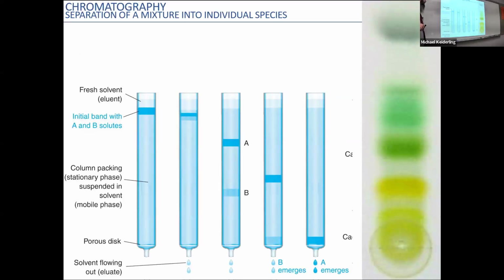So you start, and if you have 2 substances that interact with the stationary phase different amounts, you start with them mixed together, and as they go through, the one that interacts less travels through faster than the one that interacts more. And so first B emerges, then A emerges, because B interacts less than A.